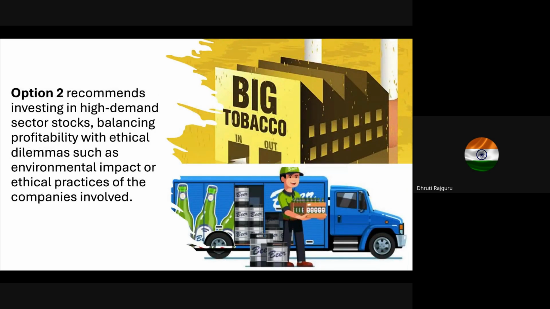Then option two recommends investing in high-demand sector stocks, balancing profitability with ethical dilemmas such as environmental impact or ethical practices of the companies involved. So what I mean here is that investing in companies which manufacture tobacco or alcohol may give you high returns. But is it safe for the people? Is it supporting humanity and society in the world? Is it saving the environment? The pollution level these companies produce is very high. So the AI says that, ethically thinking about the environment, do you want to invest in such companies?